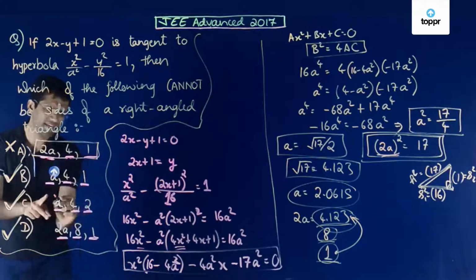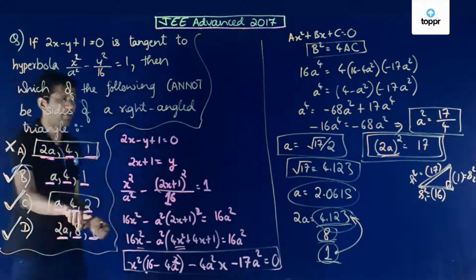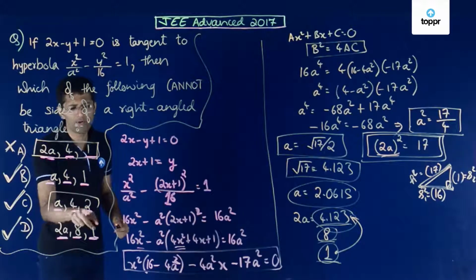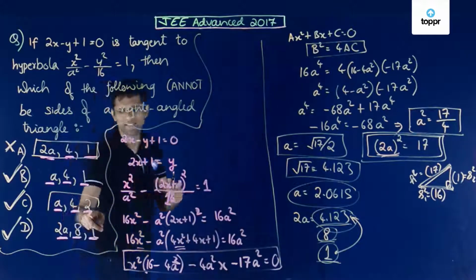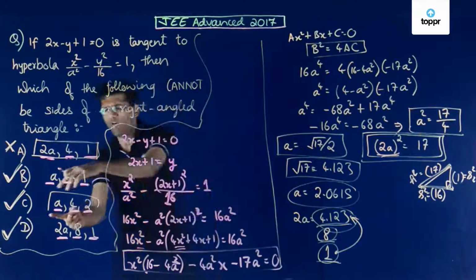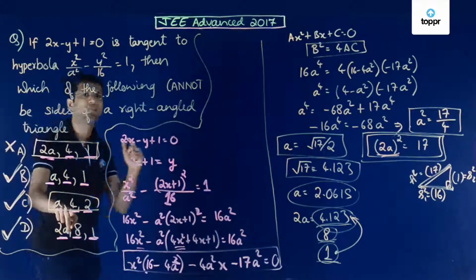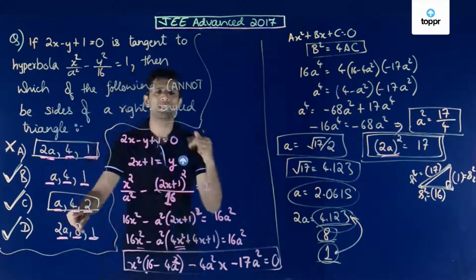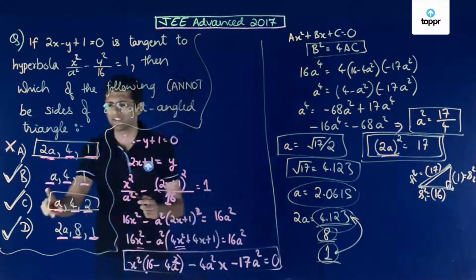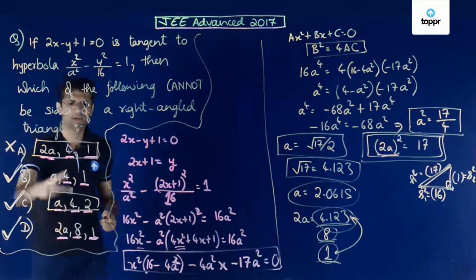Similarly, in this case, when the sides have the lengths a, 4 and 2, you will realize that these do form a triangle, but these do not form a right angle triangle, because for a right angle triangle, the hypotenuse square should be equal to side 1 square plus side 2 square, which is not satisfied, and so this also becomes an option.